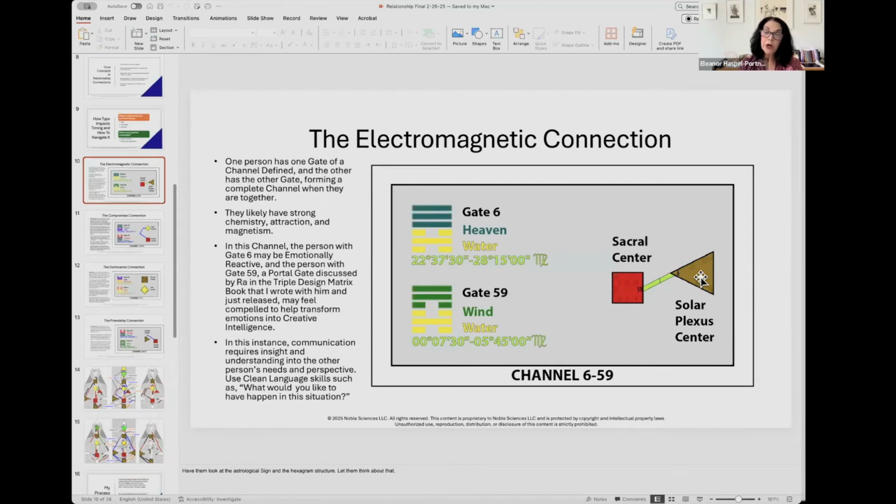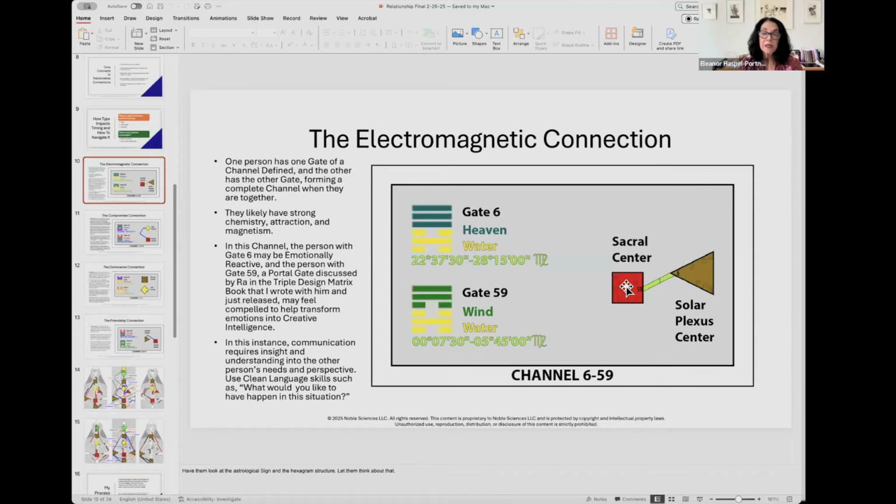So in a partner, be aware if they have the sixth gate, they may be emotionally reactive. If you have the sixth gate, you may be emotionally reactive. The 59th hexagram, the 59th gate, can transform that emotional reaction.